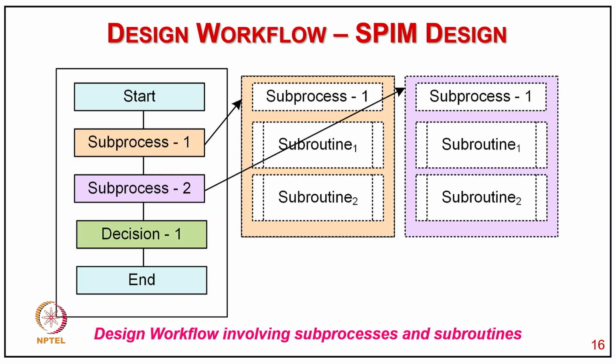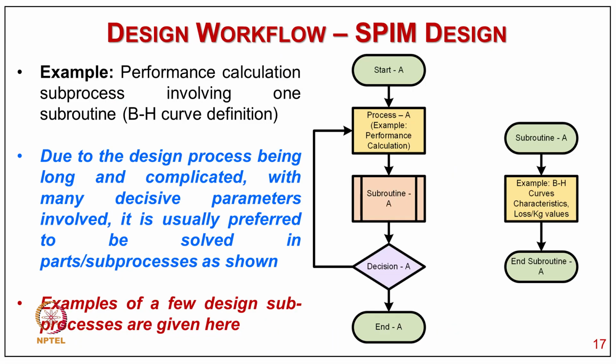Then we go to sub process 1, which consists of subroutine 1 or 2, or maybe sub process 2, which again consists of subroutine 1 or 2. Then we go to the decision and then end. So, design workflow involving the sub process and subroutine. Now the typical example is performance calculation sub process involving subroutine BH curve definition.